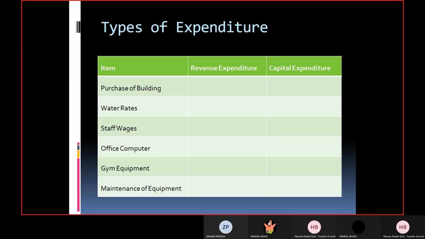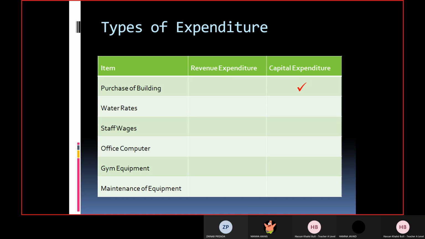Okay, Zainab, purchase of building. How do you classify it? Either it is a revenue expenditure or a capital expenditure. Capital expenditure. All right. And what is the reason, Zainab? Sir, because it is a fixed asset. Very good. And you will be using it for longer than 1 year. Yes, it increases the capacity of the business and the benefit will be enjoyed for more than a year. Very good. Yes, it is a capital expenditure.